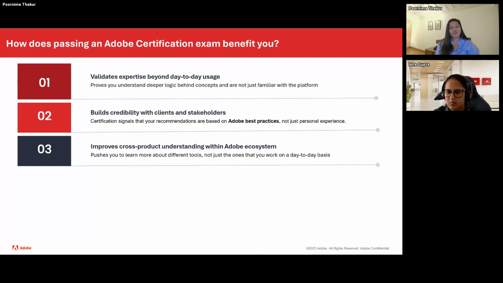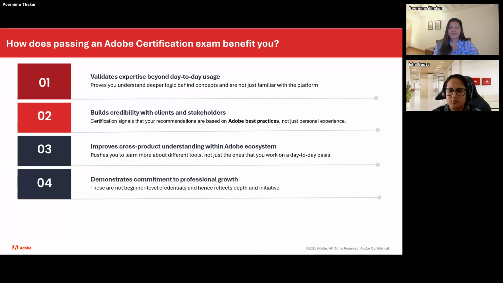But the thing is, it pushes you to go back to your company data, reach out to the members of your, let's say, implementation team or target team, and ask them questions that you actually didn't even know that you needed to know. So it really improves your cross product understanding of the Adobe ecosystem. What is Audience Manager? What is Target? How does that fit in with analytics? When should I use data warehouse, data feeds, etc.?